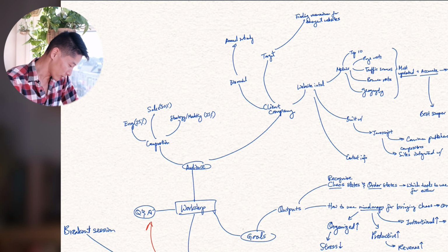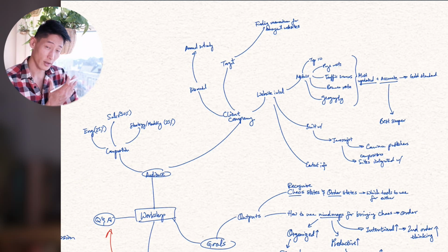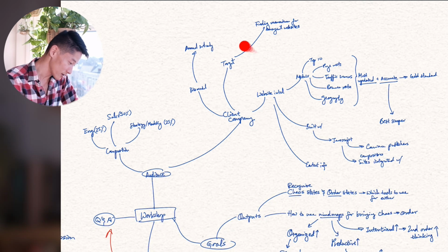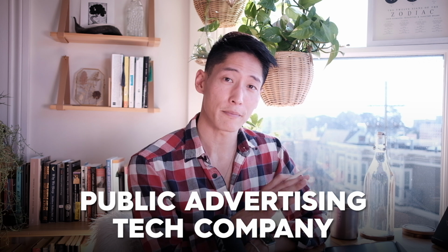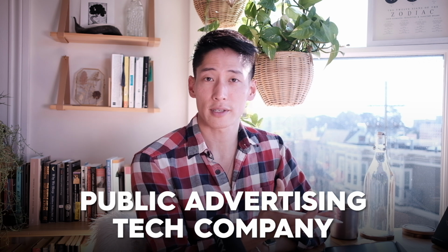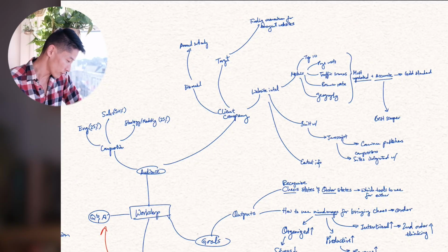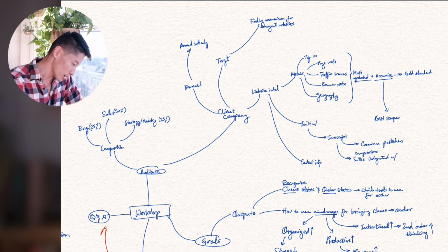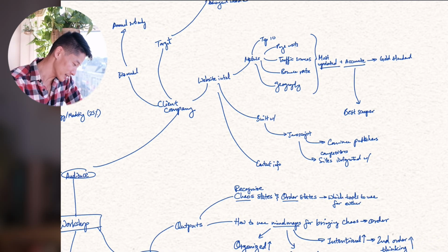So from an audience standpoint, I first need to understand my client company. Again, you have to understand who you're presenting to. So basically, I need to know their business model, their target. And this particular client is a publicly traded advertising technology company. So for them, it's like finding emergent websites so that they can sell their advertising software to. Website intel, that's basically their business. They provide metrics. They're built with JavaScript.